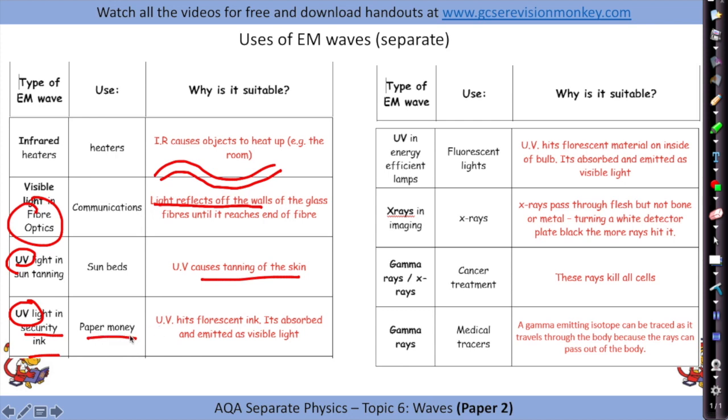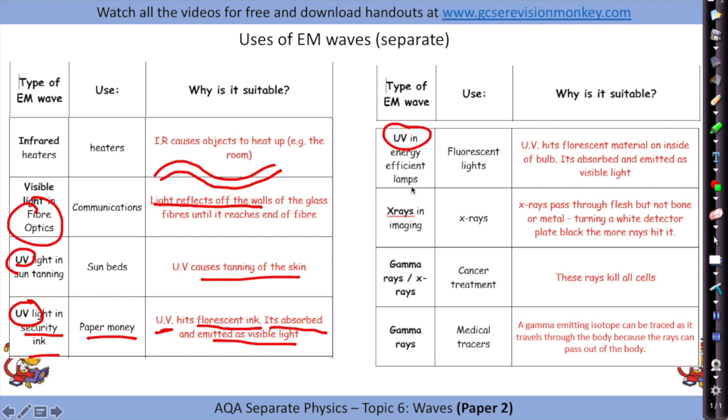So for example, in paper money, they use it there. So ultraviolet light will hit the fluorescent ink. It gets absorbed, the UV gets absorbed, but then it emits visible light. Because don't forget, our eyes can't see UV, but they can see visible light. So that's why the note will appear to glow, because it's turning that UV into visible light.